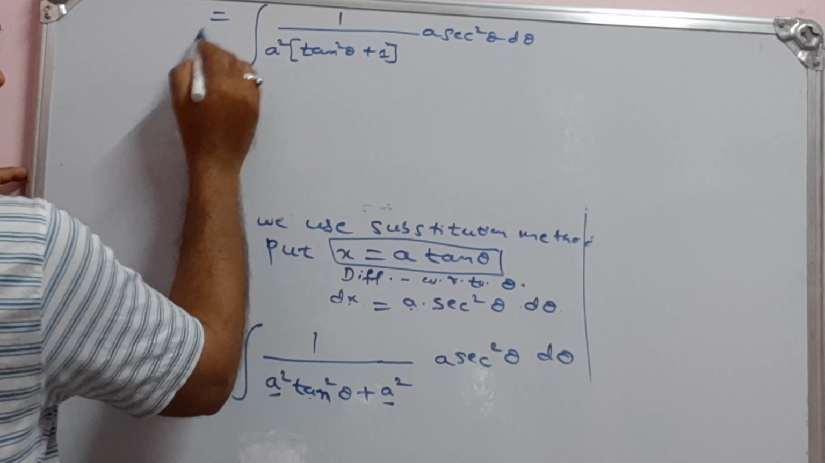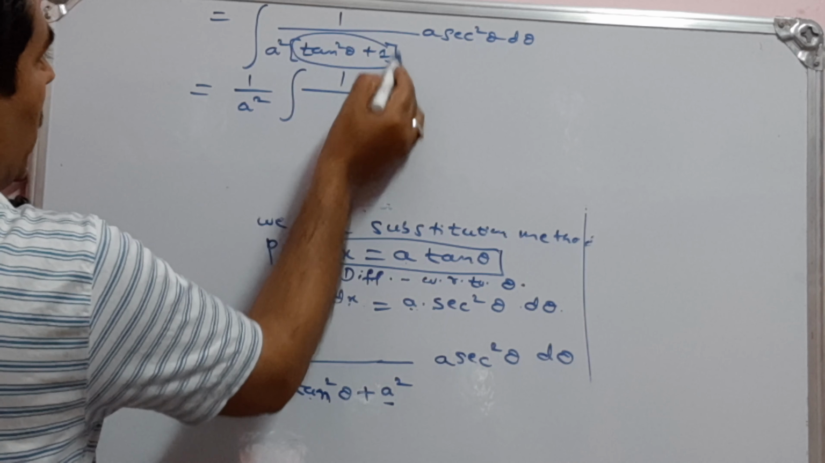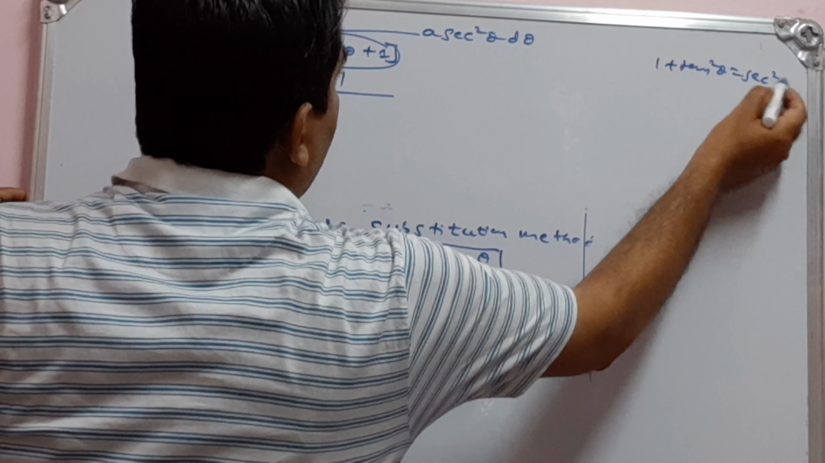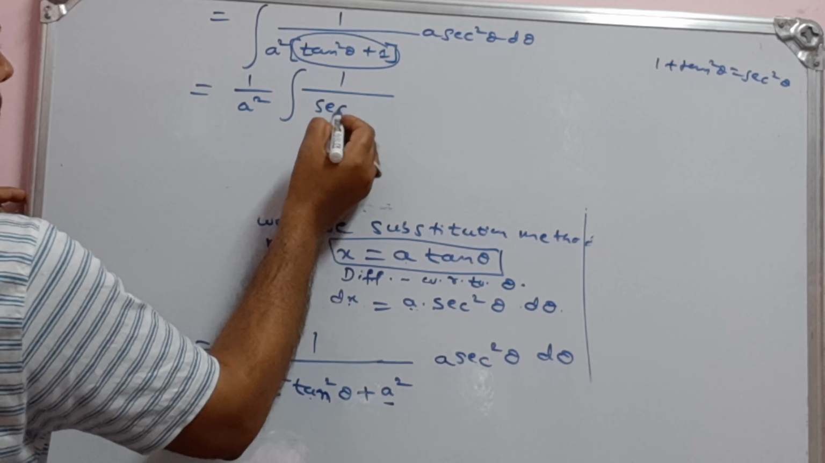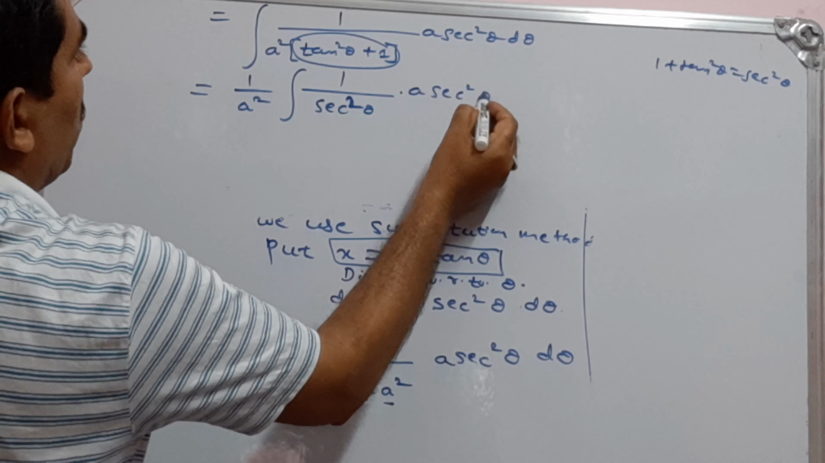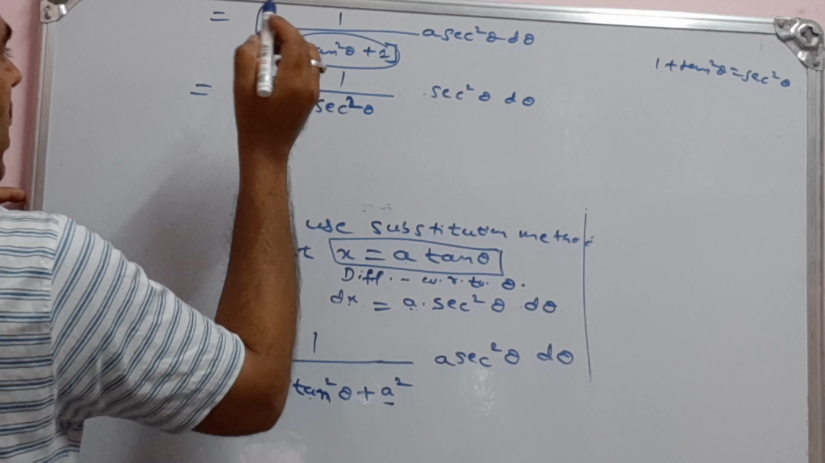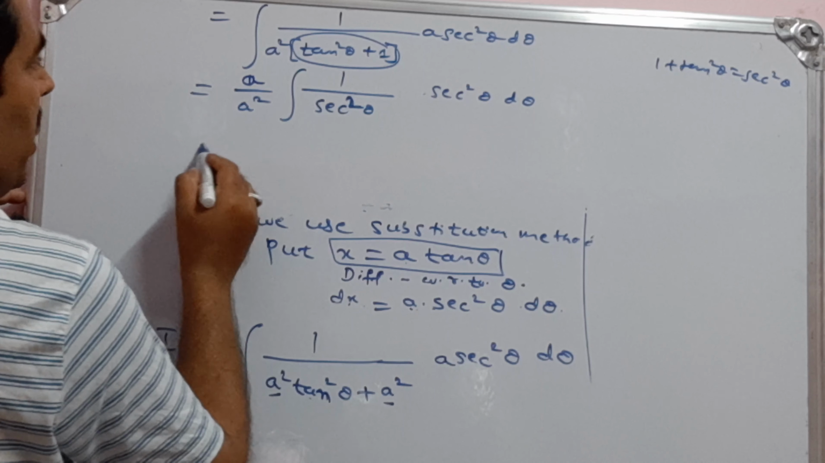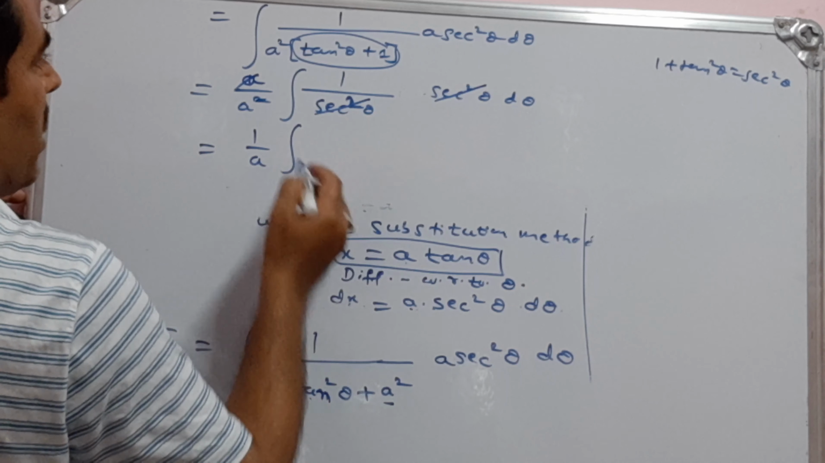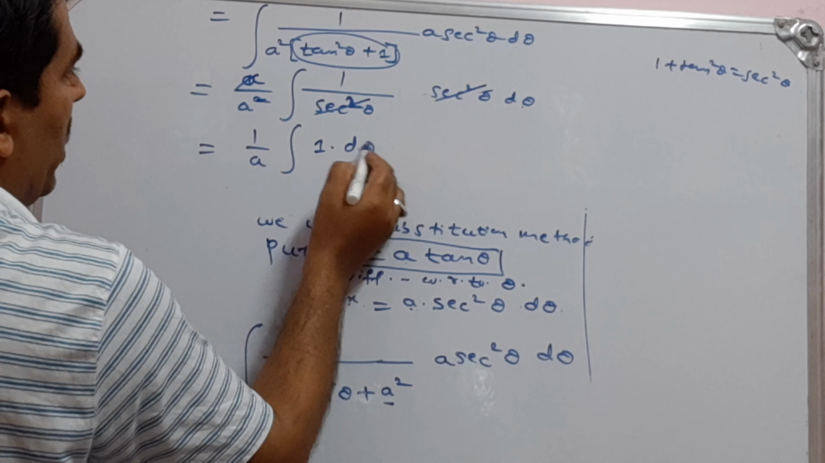Then 1 by a square, see this is constant, I will write outside 1 by a square, integration of 1 by 1 plus tan square theta. So we know the identity, 1 plus tan square theta is what? Secant square theta. So instead of that I can write secant square theta. Okay, into a secant square theta d theta. This a I can take outside. This one a cancels, I will get 1 by a into integration of this secant square theta gets cancelled. See integration of d theta, that means 1 is left over, 1 into d theta.